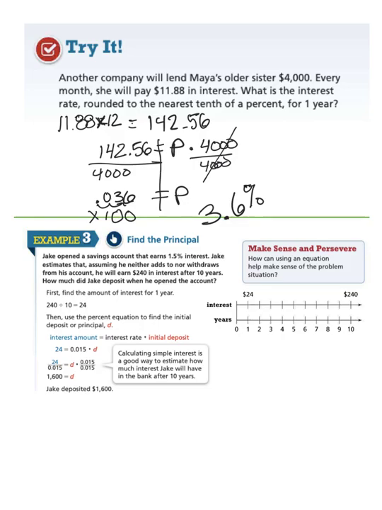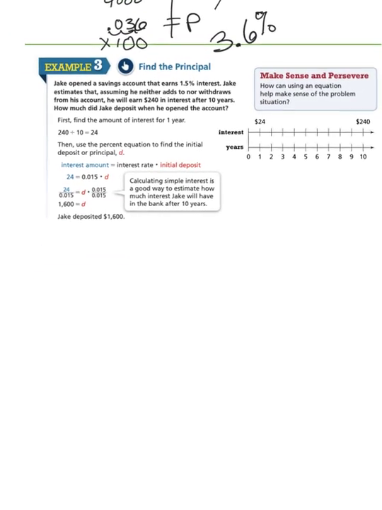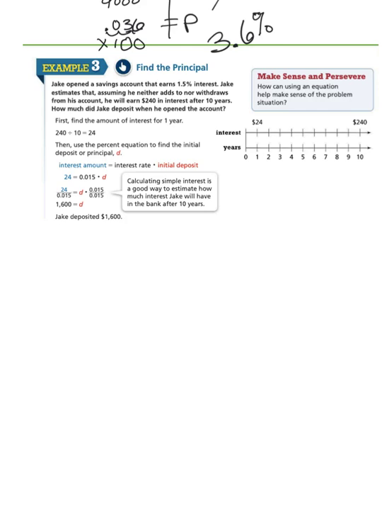Very good. Now, you can also find the principal amount, just like in example number 3 here. Jake opened a savings account that earned 1.5% interest. Jake estimates that assuming he neither adds nor withdraws money from his account, he will earn $240 in interest after 10 years. How much should Jake deposit when he opened the account? So all of these examples are using this exact same equation. You're just solving for different parts of the equation.